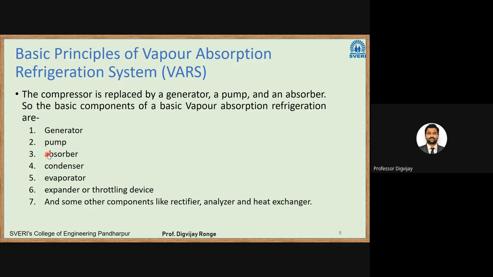So these are the components of the VRS system: generator, pump, and absorber. These three components will replace the compressor of the VCRS system. Then condenser, evaporator, expansion and throttling devices. So these are common in both. And some other components like rectifier, analyzer, and heat exchanger. So what are these? We'll see today. Also, I have given a slight idea about the role of these components, but today we'll see in detail.